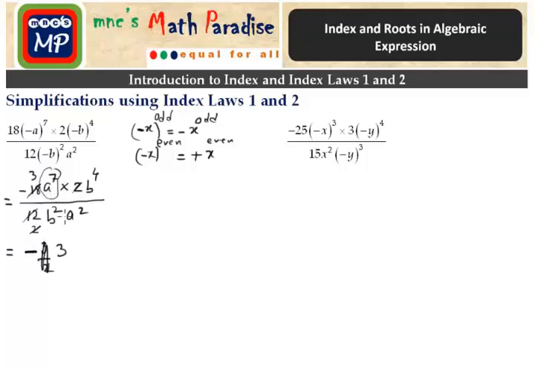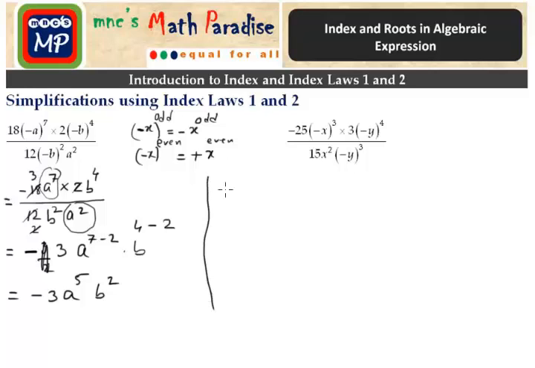And then a to the power 7 and a to the power 2, they are division, so using index law 2, the division formula, a to the power 7 divided by a to the power 2, we will get 7 minus 2, that is, the powers will be subtracted. And then b to the power 4 and b to the power 2, we will get b to the power 4 minus 2. So we will get minus 3, a to the power 7 minus 2 is 5, and b to the power 4 minus 2 is 2.